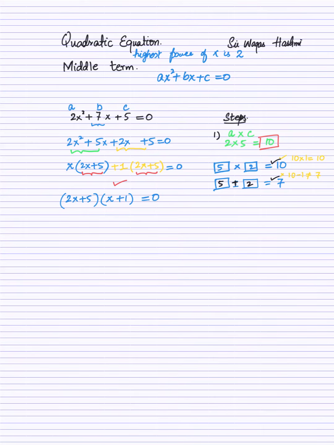So you need to equate the brackets one by one. The first bracket is 2x plus 5. The next bracket is x plus 1. You need to equate both of the brackets with 0 individually, and now find the value of x. So 2x is equal to negative 5, moving positive 5 to the right side, and x is equal to minus 5 over 2. Similarly for this case, x plus 1 equals 0, so x is equal to minus 1. So this is the middle term method, and that's how you apply this method to find the solution of your quadratic equation.